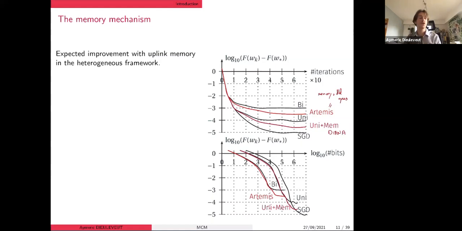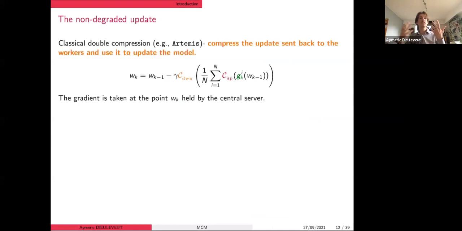Okay, so next, let's have a look at how we can solve this problem that I just mentioned before, that we cannot improve the limit variance as long as we do this kind of degraded updates. So the part I'm concerned about here is this idea that I received a lot of information. So that's what I received on the central server.